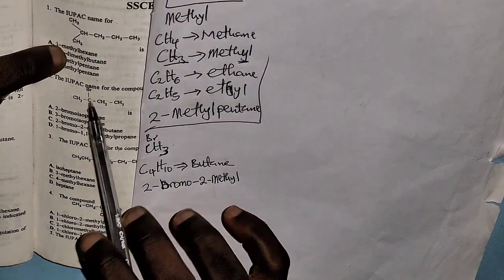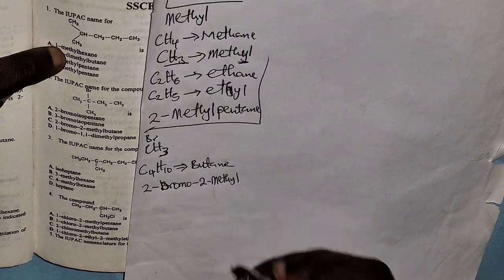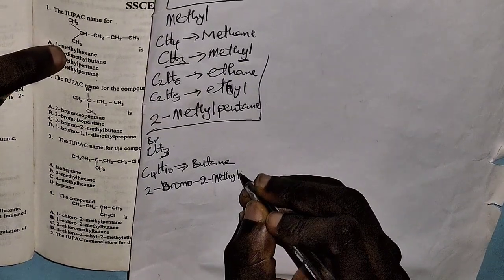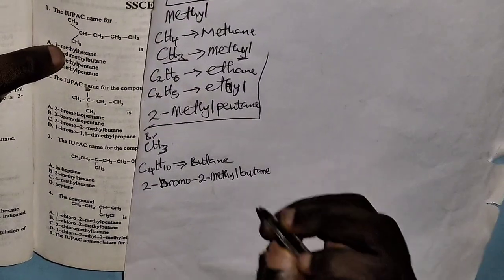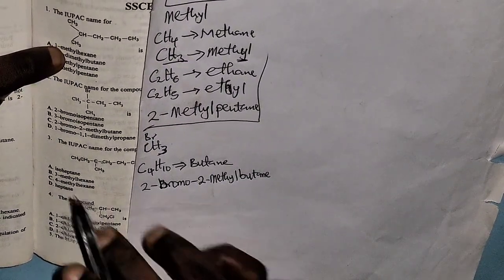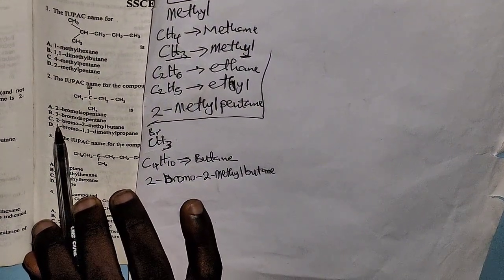What is the parent name? 1, 2, 3, 4. So the parent name is butane, which is 2-bromo, 2-methyl butane. The correct answer to that is option C. Option C is the correct answer.